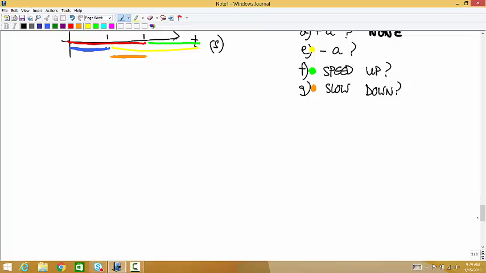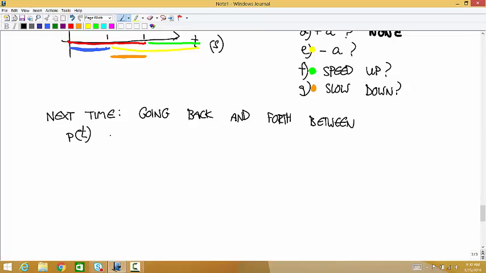So that's it for today. Here's what we're going to go into next time. We're going to talk about going back and forth between the functions p of t, v of t, and acceleration a of t.